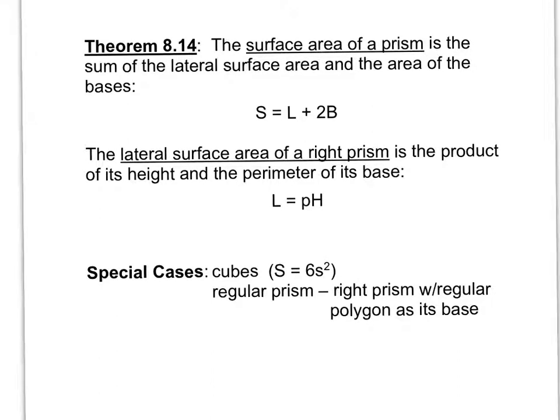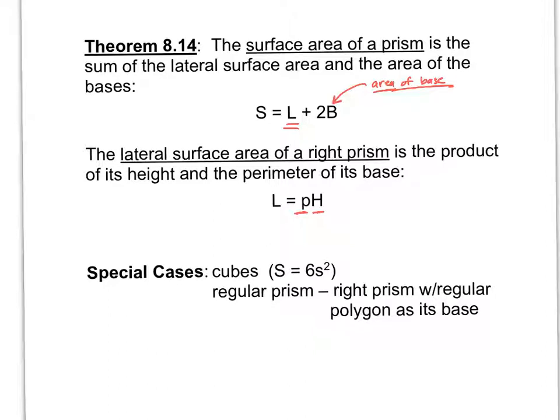The surface area of a prism is the sum of the lateral surface area and the area of the bases. So again, remember that this capital B does not stand for a length, it stands for an area, and in this case it's the area of the base. This L is the lateral surface area, and if it's a right prism, then it's the product of the perimeter of the base and the height.